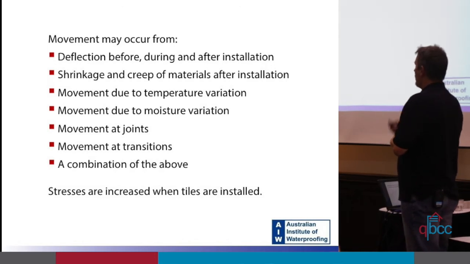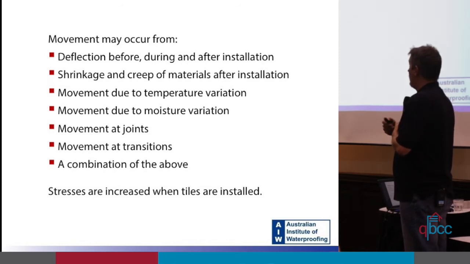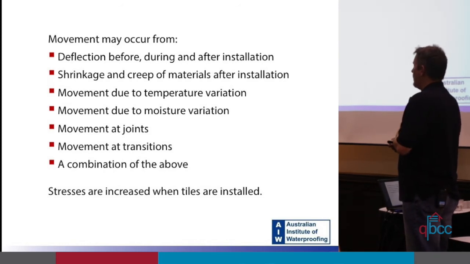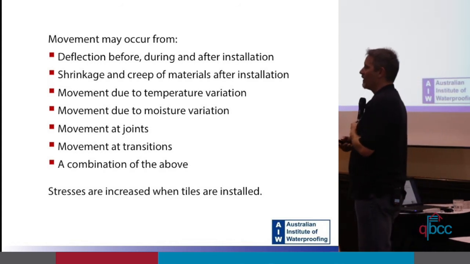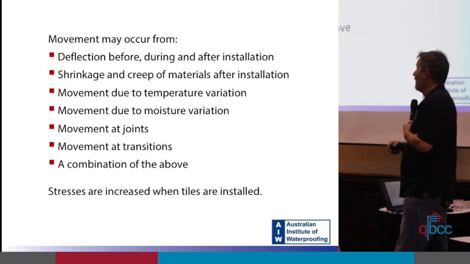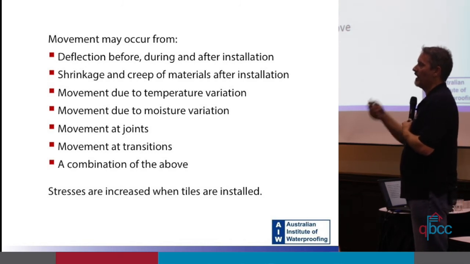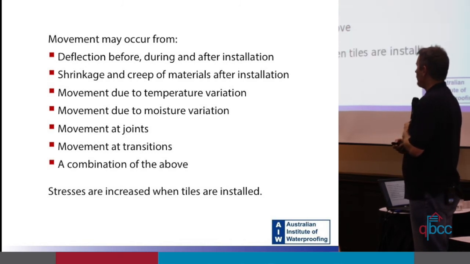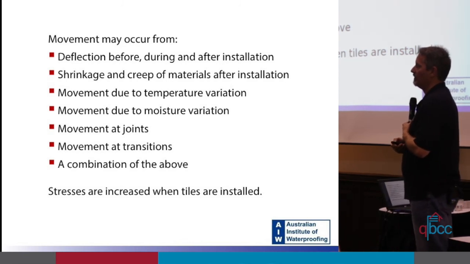Movement might occur from deflection before, during and after installation. It can occur through shrinkage and creep of materials, movement due to temperature variation, that's quite a big one externally obviously, movement due to moisture variation, movement at joints, movement at transitions, by which I mean your wall-floor junctions or your wall-wall junctions, and all that can happen all at once. And if you're expecting that, then you need to design for it. And you increase all the stresses on a membrane system if you stick tiles on top of them.